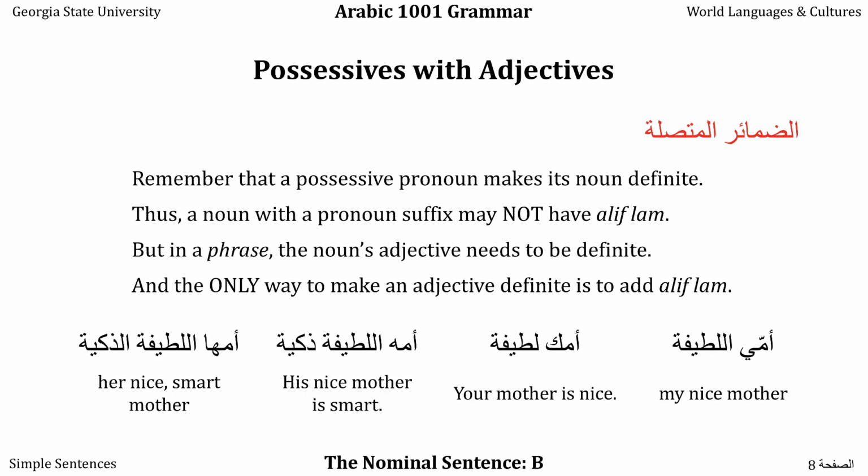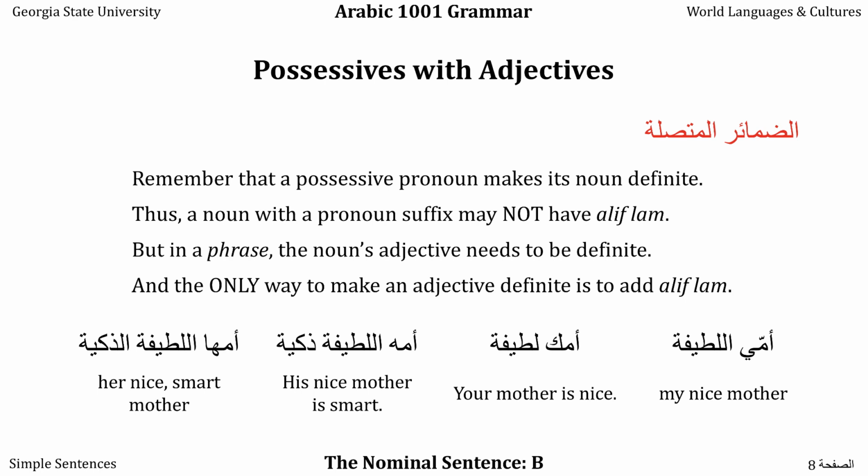So we're going to learn some words for relatives here. Umm is one word for mother, so ummi, my mother. And now we're going to take the adjective latif. Latif means nice or sometimes generous. So we have to add alif lam on latifa as well, because ummi, because of its possessive suffix, is definite. So in order to make the adjective agree with it and make it a phrase rather than a sentence, we have to add alif lam to latifa. Notice that gives us two lams in a row there. Al and then latifa.